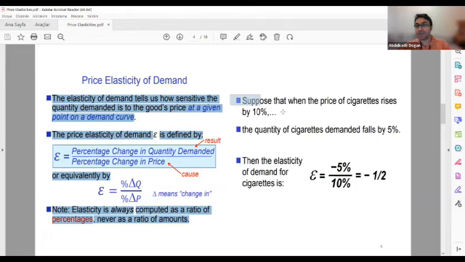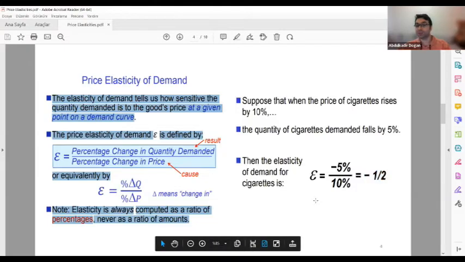And here is a good example for you. Suppose that when the price of cigarettes rises by 10%, price change. Do you see this part? Price change 10%, okay? Quantity of cigarettes demanded decreased by 5%. This is my quantity demanded, and I'm dividing this by this. What is the result? -1/2, right? So my question is this.